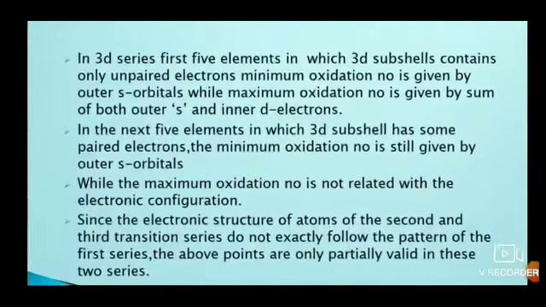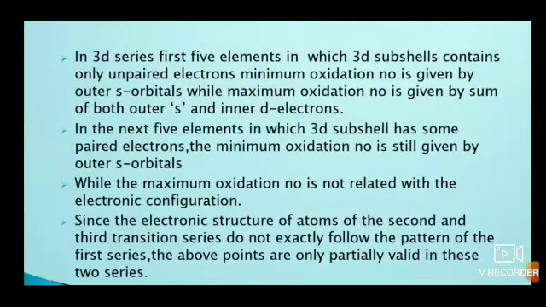In 3d series, first 5 elements in which 3d subshell contains only unpaired electrons, minimum oxidation number is given by outer s orbitals, while maximum oxidation number is given by sum of both s and inner d electrons. This can be seen in the table given in the next slide. In the next 5 elements in which 3d subshell has some paired electrons, the minimum oxidation number is still given by outer s orbitals, while the maximum oxidation number is not related with the electronic configuration.